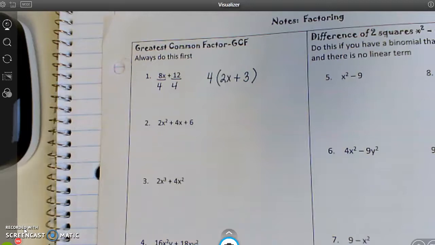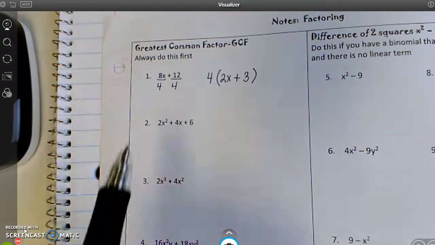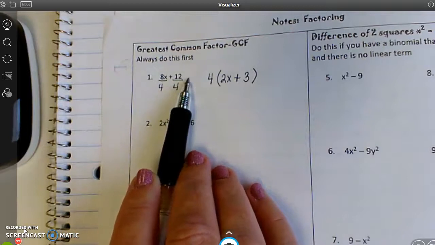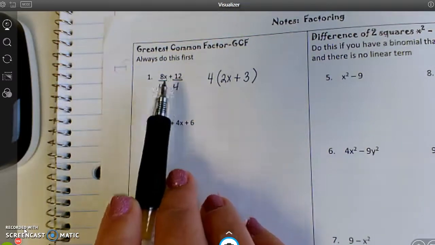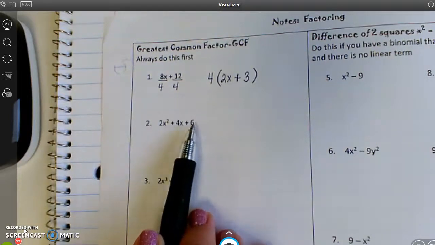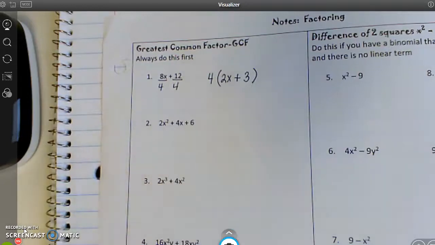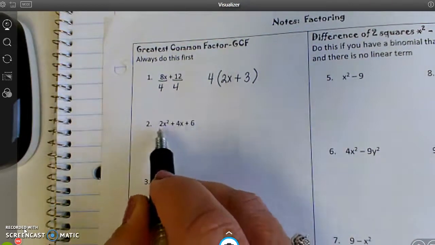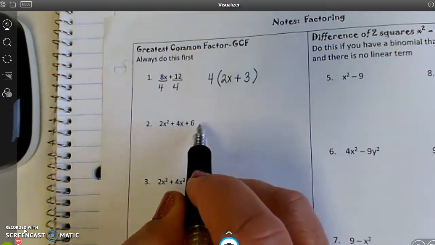Question so far? Now, sometimes it's not just the numbers that you look at. Sometimes you have to look at the letters, the variables. That only happens when there are variables in common with every single thing. See, there was only an x with this one. There wasn't an x with this one, so x was not part of my greatest common factor. When I look at this one, x is still not part of my greatest common factor because there's not an x with this one. So there has to be the variable with every single thing, and I'll show you one in just a second.